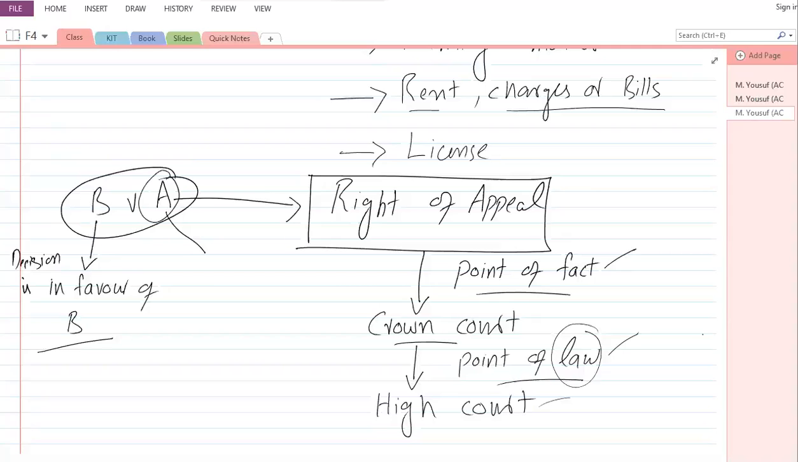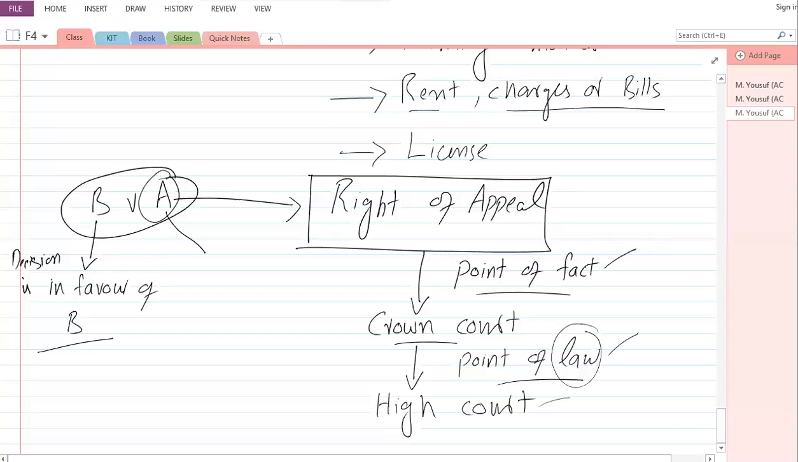So if there is no question, okay. So there is a question: point of law, explain again, sir. So yes, we can discuss it with an example.